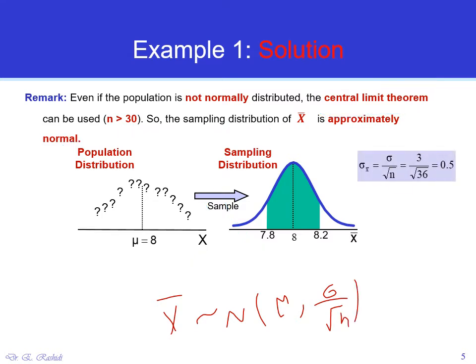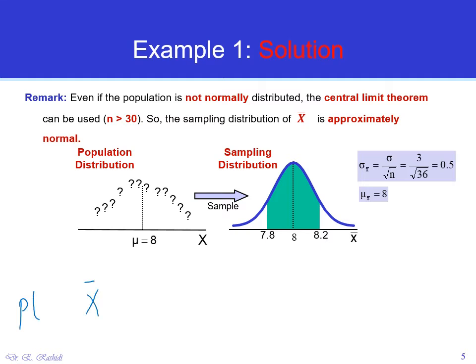So sigma of x bar would be sigma over a square root of n, which is 3 over the square root of 36, which is 0.5. So this is 0.5, and mu is 8. So this is 8. Now we have the distribution of x bar, or the sample means. Now we can find the probability that the question is asking for. What we are looking for is the probability that the random variable x bar would fall between 8.2 and 7.8.